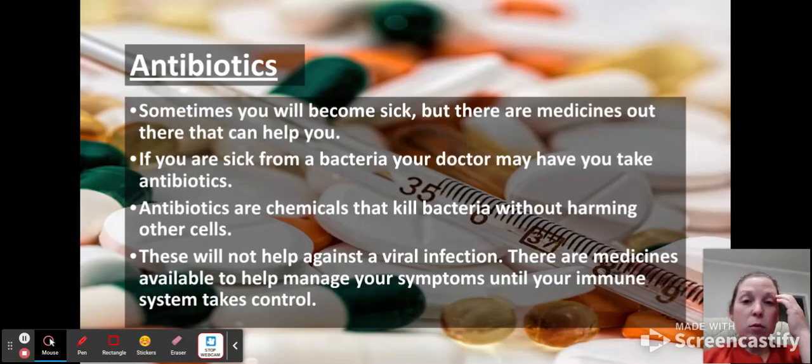So sometimes when you become sick, there are medicines out there that can help you. Sometimes they're not. Like I said, with viral, it really just has to run its course. But if you are sick from a bacteria, your doctor will probably give you an antibiotic. And these are chemicals that kill bacteria without harming the other cells. These do not help against viral infections, and these medicines are available to help you manage your symptoms until your immune system takes control in terms of your viral infections.